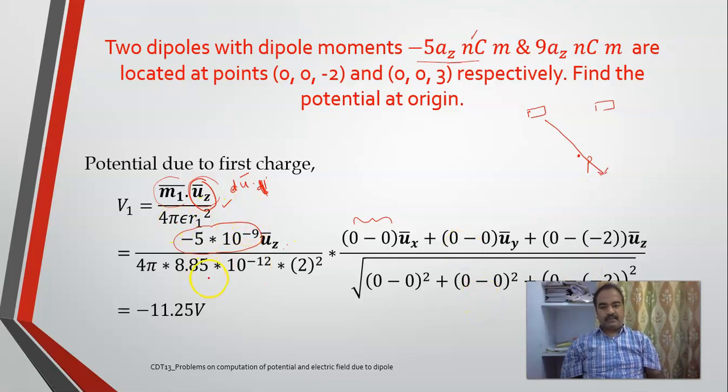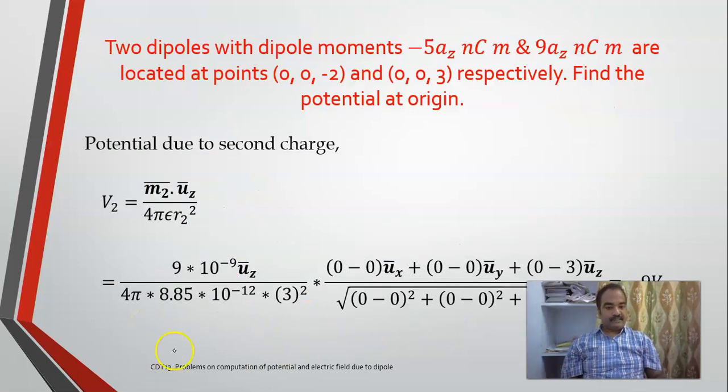And here 4 pi epsilon, I know r1, because from the origin, this itself is the distance. So I have taken it as 2 squared. So what will I be getting here? It is minus 5 into 10 to the power of minus 9 uz by, the rest remains the same. I will be getting 2 uz by its magnitude, which is again 2. So I will cancel this, uz dot uz I will take as 1. So my answer will be minus 11.25.